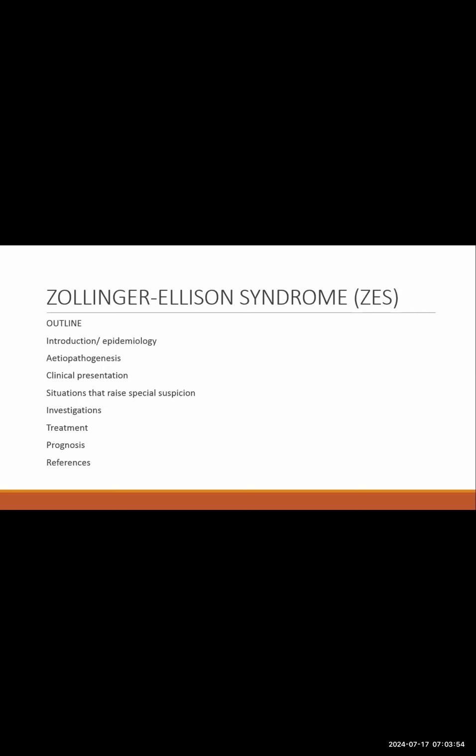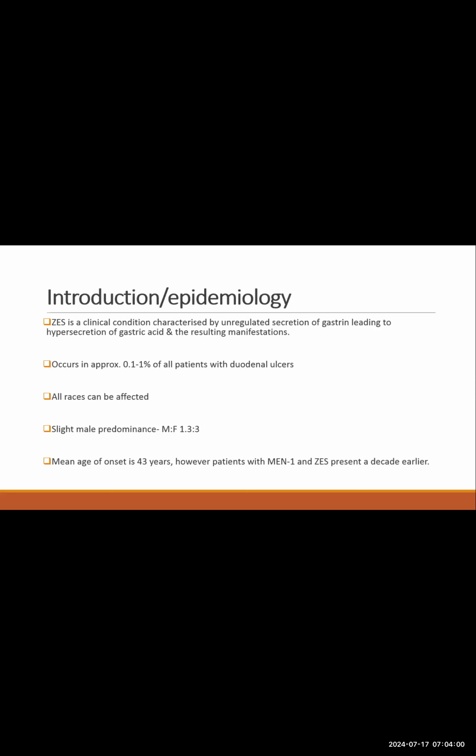So a little on Zollinger-Ellison syndrome, I'm going to present based on this outline. It's a clinical condition that's characterized by unregulated secretion of gastrin leading to hypersecretion of gastric acid and the resulting manifestations. And it occurs in approximately less than 1% of all patients presenting with duodenal ulcers.